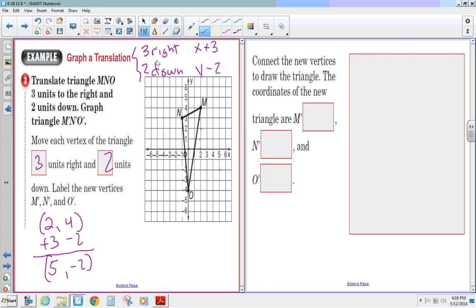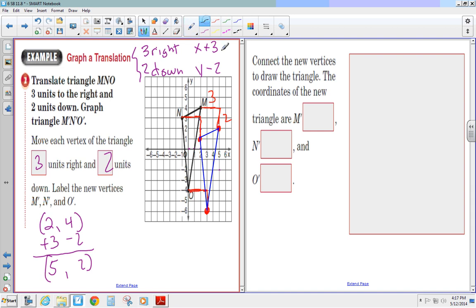Oh, not -2. Sorry, 4 minus 2 is 2. So it's 5, 1, 2. It's right here. So if we take a look at this, I shifted it this way, right 3 and down 2. Right 3 and down 2. And now we've gone and shifted it right and down.